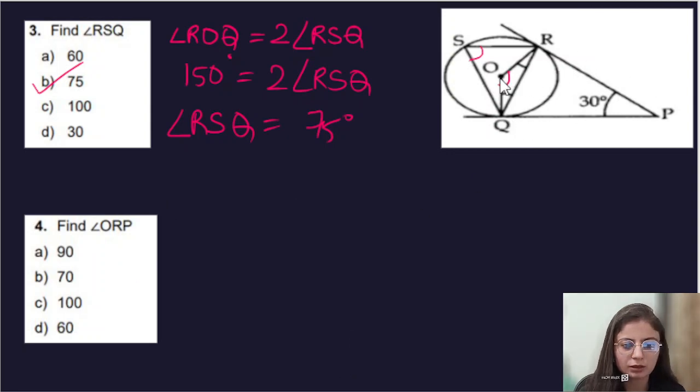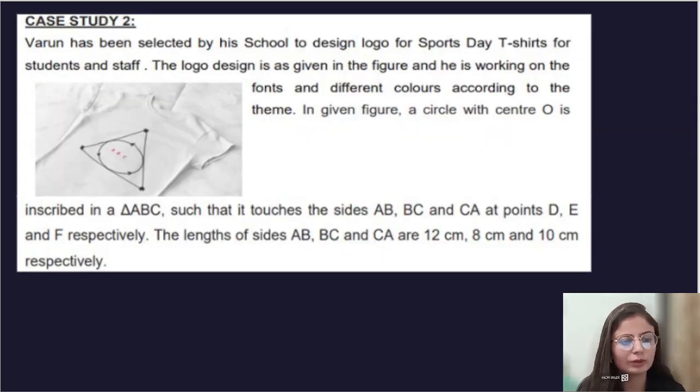Now fourth question says find angle ORP. Okay, so angle ORP we already know, since tangent is perpendicular to the radius, right? So angle ORP would be 90 degrees. So this is option A, 90 degrees. Okay. Now let's move on to the second question.